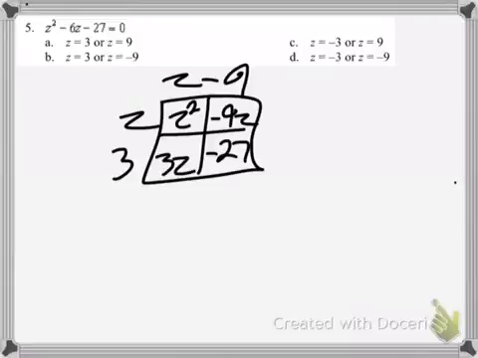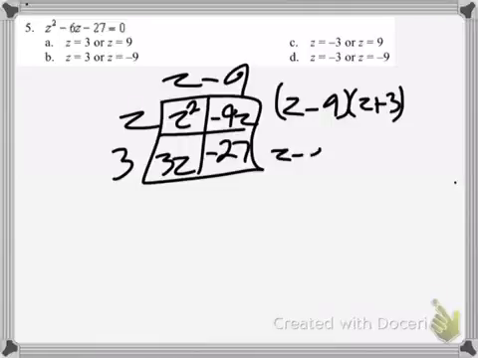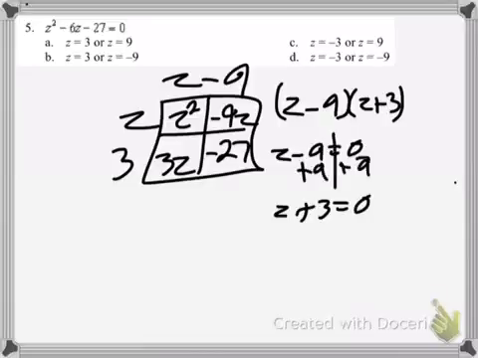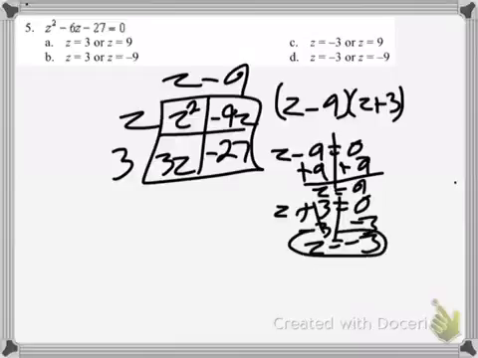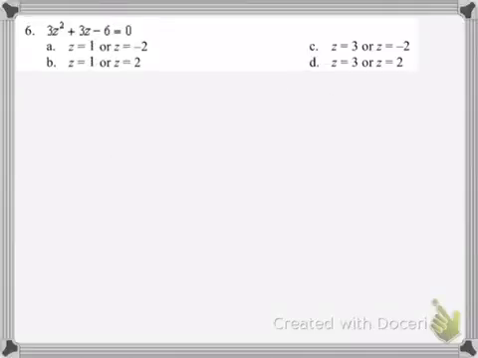Alright. So right there it'll be z minus 9 and z plus 3. Z minus 9 equals 0. Z plus 3 equals 0. Add 9. Z equals 9, minus 3. Z equals negative 3. 9 and negative 3.